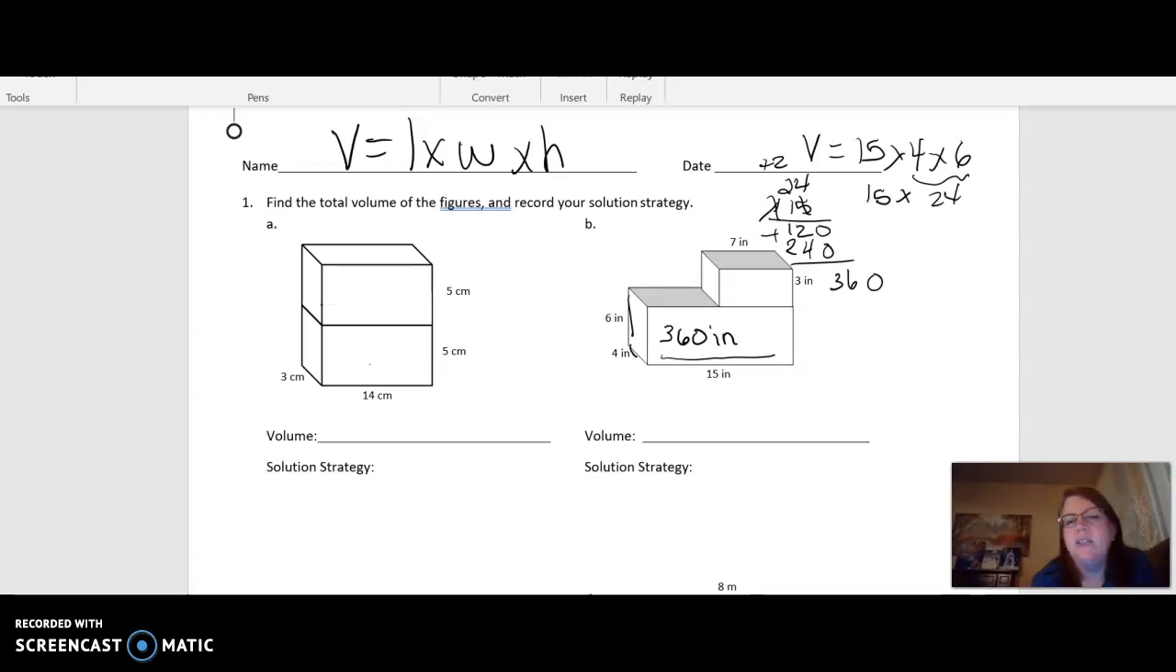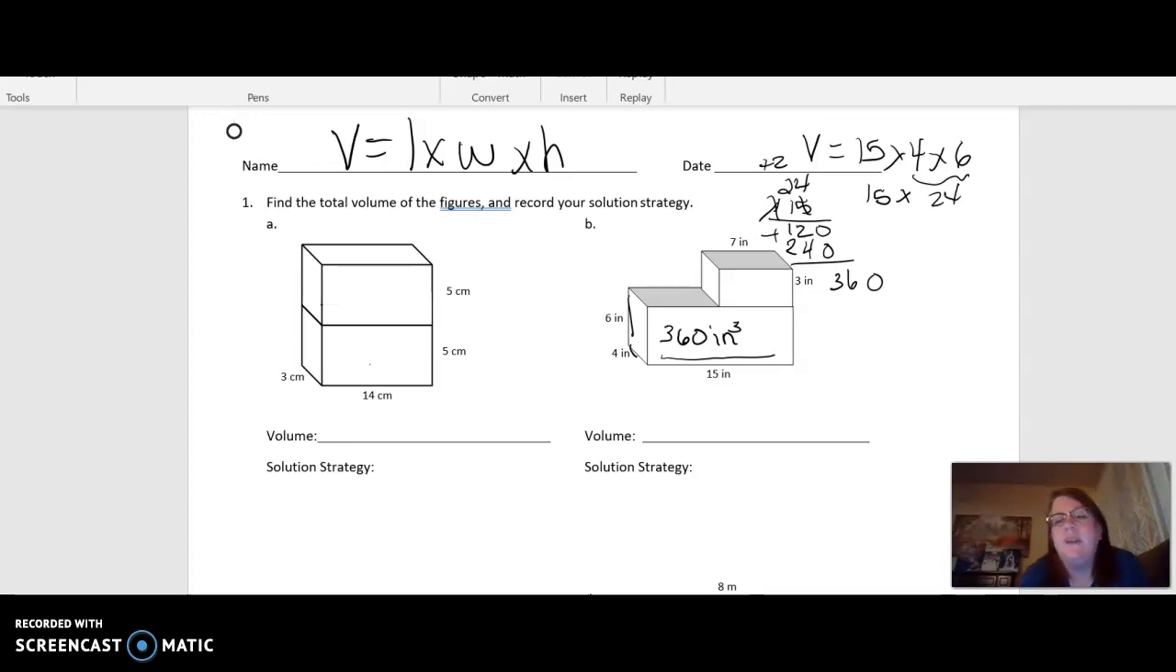And when we're talking inches, how do we label that? We have 3 different measurements we're using. So instead of squared for area, we have a teeny tiny 3. We have cubed, right? So 360 inches cubed. Now, am I done? No, we're never done.